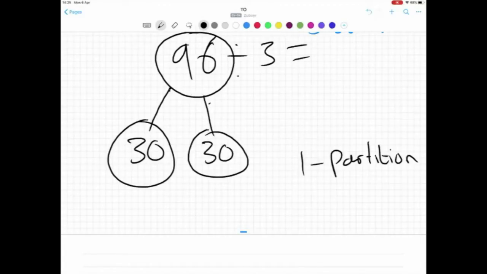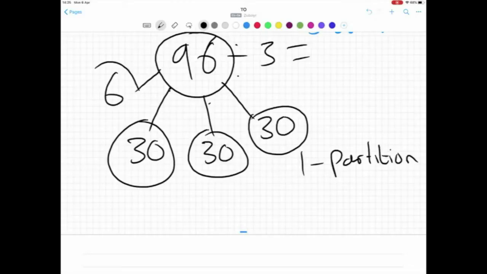Now, can I add 30 more? I've got 30, 60, 90. I'm going to add 30 more. Got lots of parts in this one. And then the final one, I've got 30, 60, 90. Can I add 30 more? No, I can't really. I've got 6 left over. So I'm going to add 6 over here. So we've got 30, 60, 90, and 96.